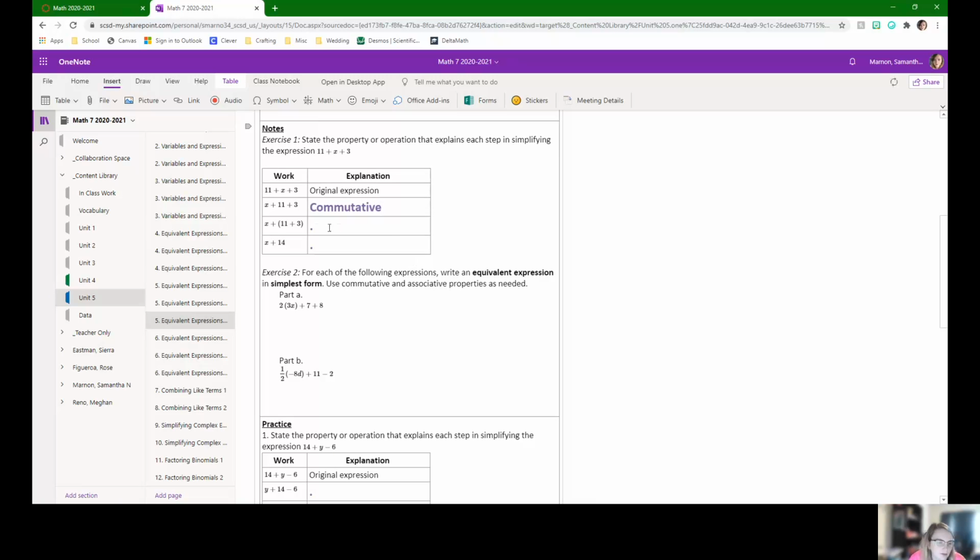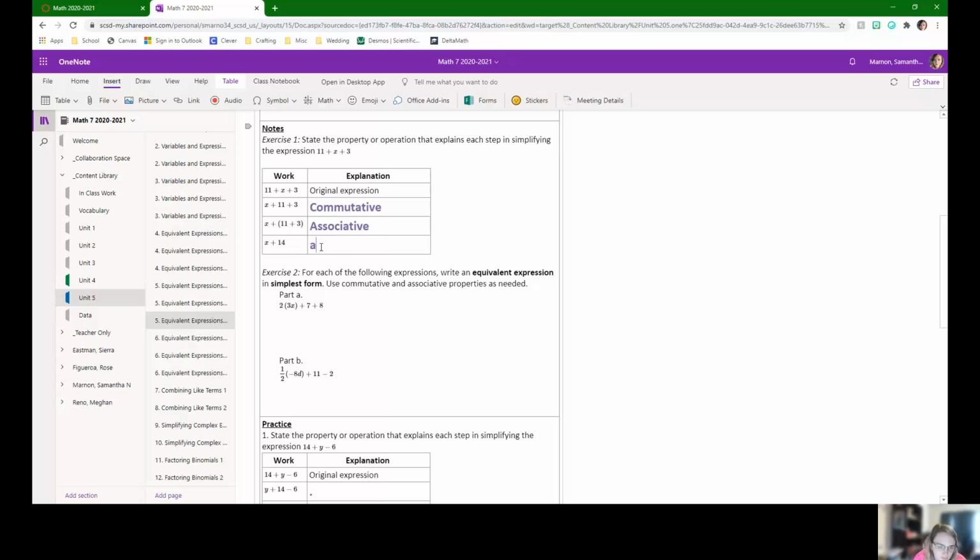Commutative property. Now look at the next line. They grouped. They said, I want to add this 11 and this 3 together. What property is that one? Hopefully you're realizing that when we associate things together with parentheses, that's our associative property. And lastly, they just added this 11 and 3 together. So this x plus 14, all they did was they added 11 plus 3.